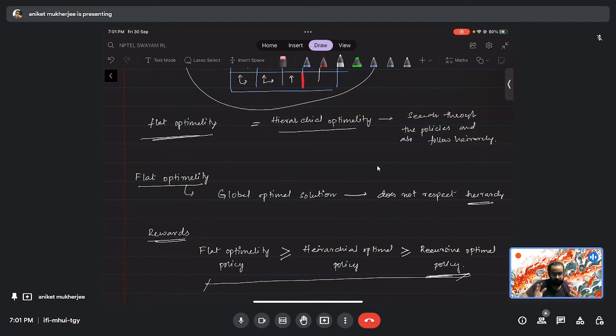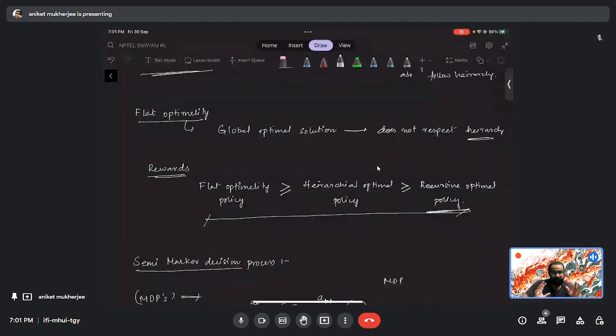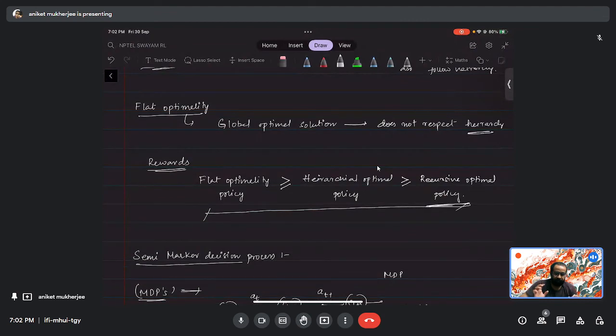So basically what happens is, for flat optimality, which is the global optimal solution, you'll get the highest amount of reward, which is greater than or equal to hierarchical optimal. Hierarchical optimal satisfies the hierarchy, so it's optimal for the whole bigger problem as well as the subproblems. Recursively optimal policy is when you've got a policy which is optimal for subproblem 1 and an optimal policy for subproblem 2, but when you combine these 2, they need not be the optimal policy for the whole bigger problem. So recursively optimal policy gives you the least amount of reward, then hierarchical, then flat optimal.